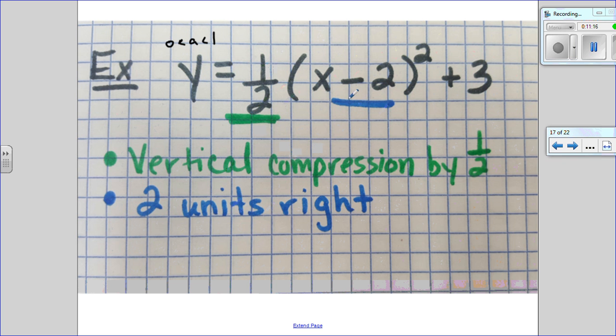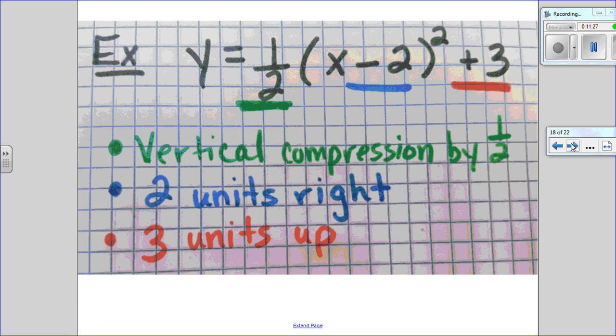Then we have our h, which is -2. Minus h is the opposite, so it's 2 units to the right. And finally, we have +3, which is just 3 units up. Okay, I'm going too fast. Please stop me. This example is more of an extra.